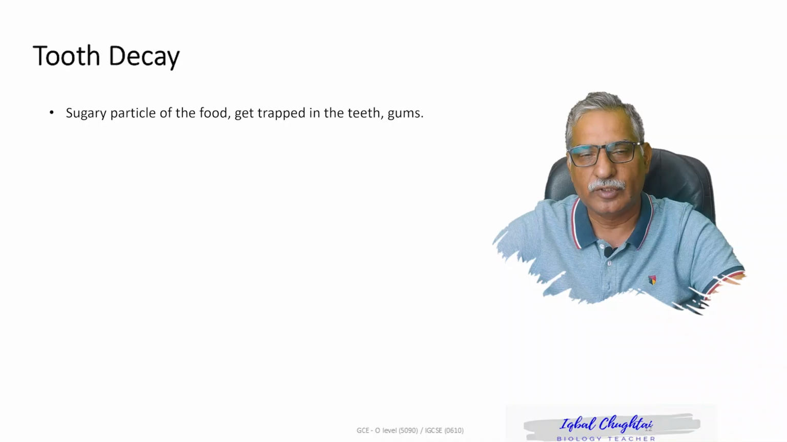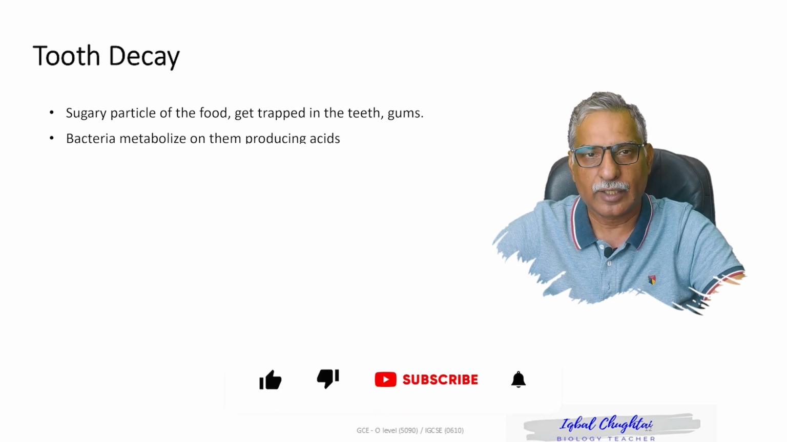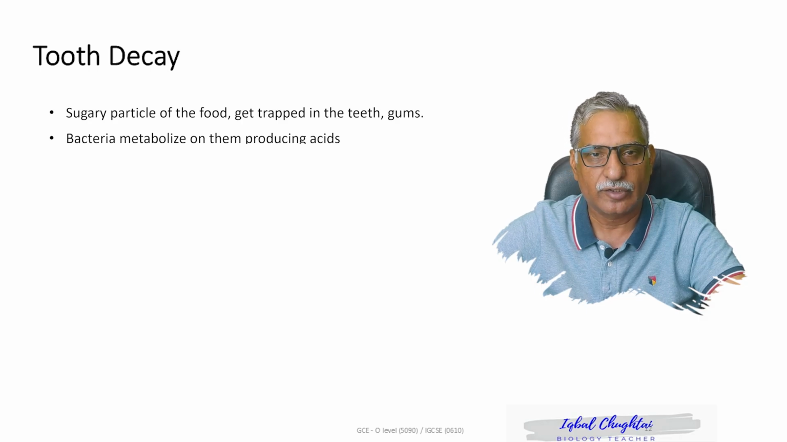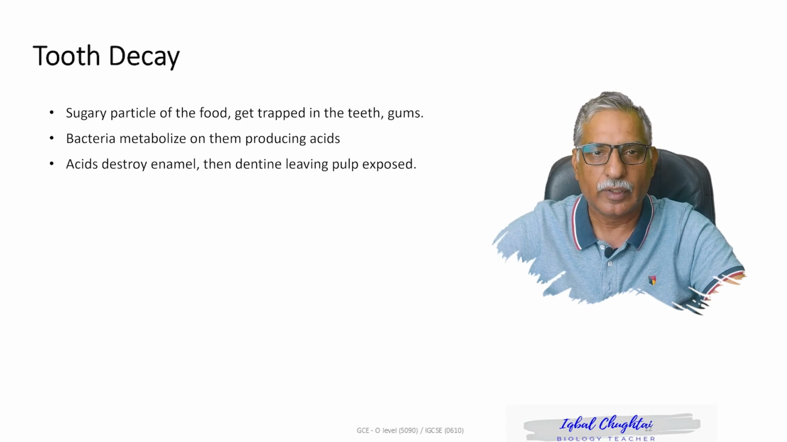When we eat food that is rich in sugars, rich in starch, rich in carbohydrates, bacteria in our mouth metabolize the pieces of the food or the molecules of the food that remain trapped within the gums, between the teeth, or somewhere in the mouth. These trapped particles are metabolized by the bacteria living in our mouth, and they produce organic acids. These organic acids first destroy the enamel, then they destroy the dentine, and the pulp is exposed.